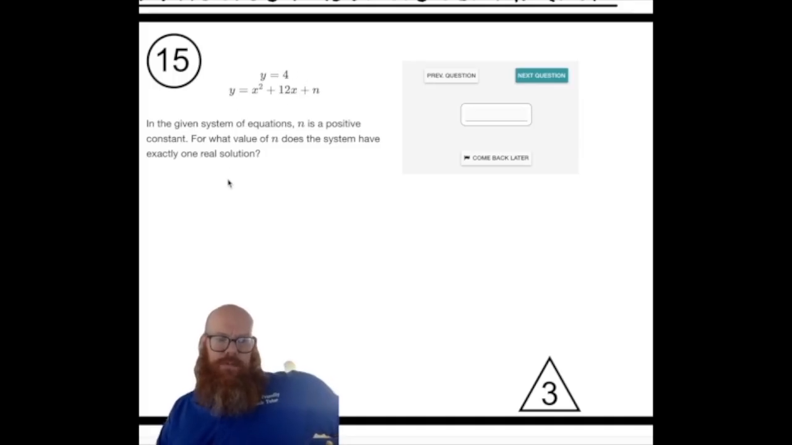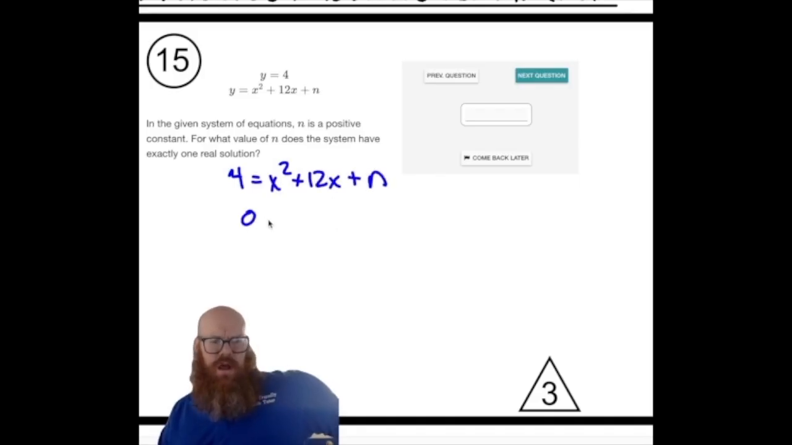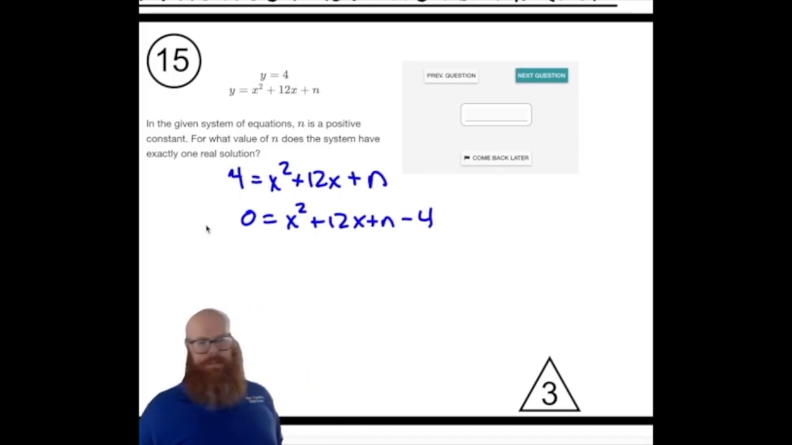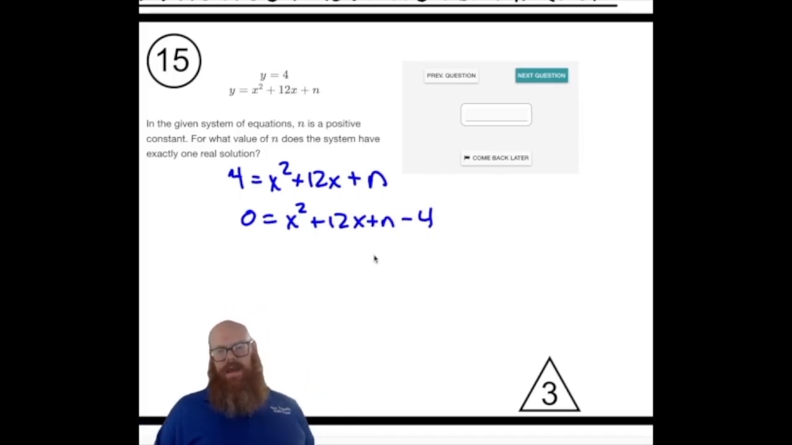So I'm going to plug in 4 here. So I get 4 equals x squared plus 12x plus n. So I'm just doing substitution. Then I have a quadratic that I want to equal 0. And then I'm going to use the concept that when I want to know the number of solutions to a quadratic, I look at the discriminant. And b squared minus 4ac has to equal 0 if we want there to be one solution.